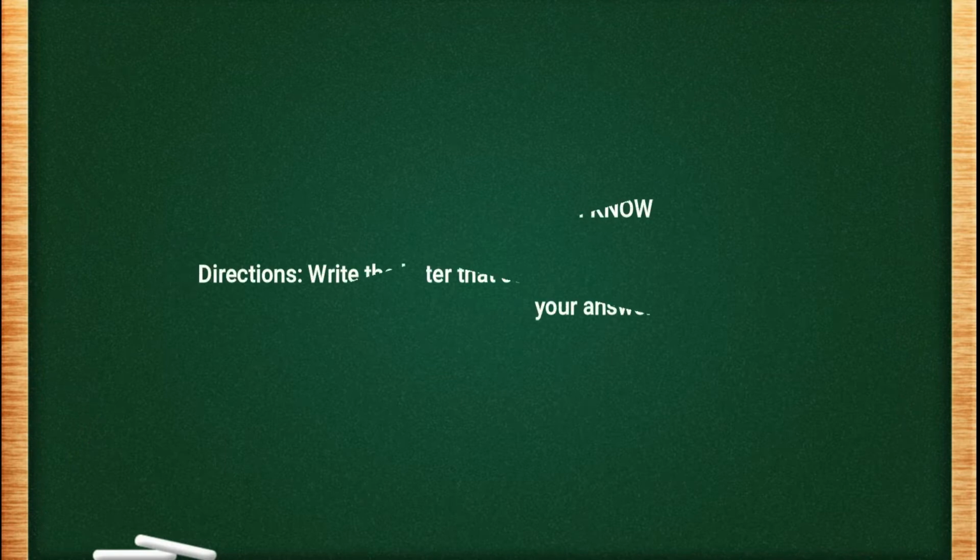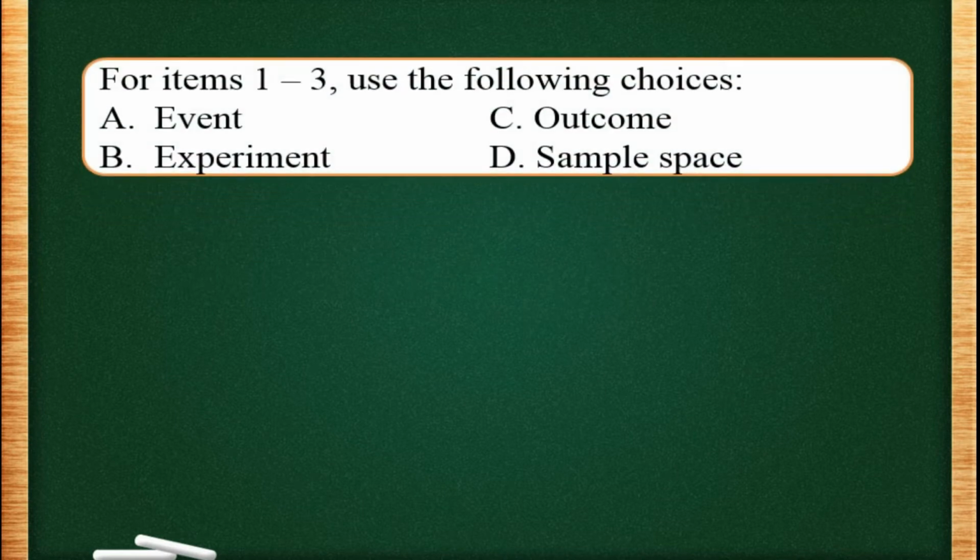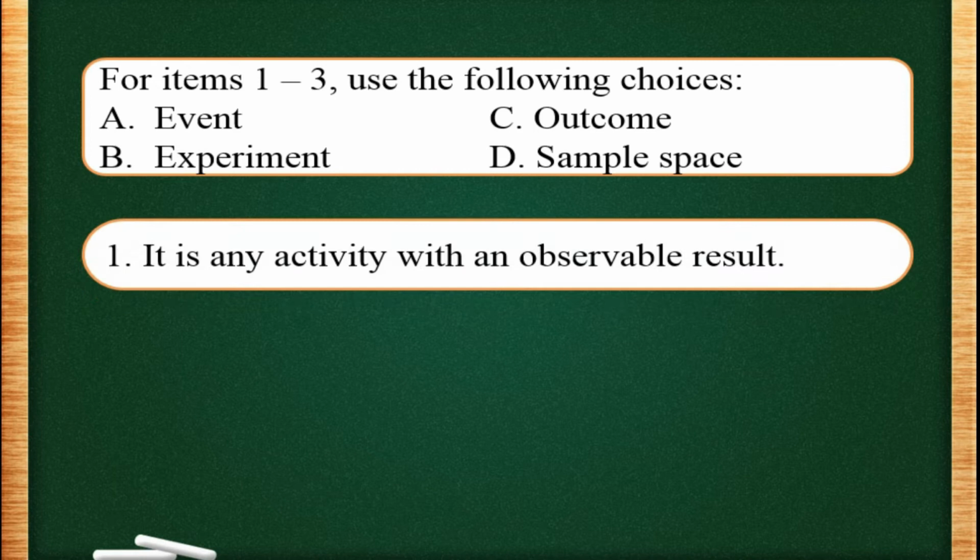To gauge how much you already know about the topic and determine which areas to focus on, get your pen, your learning modules, and anything to write your answers on, and let's answer the following. Write your answers in your answer sheet. For items 1 to 3, use the following choices: event, experiment, outcome, sample space. Number 1. It is any activity with an observable result.